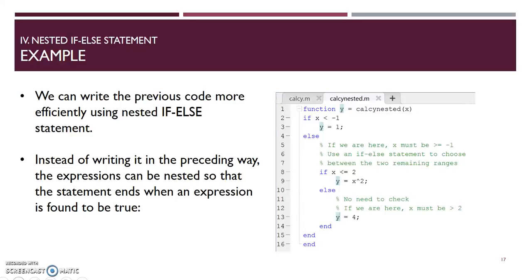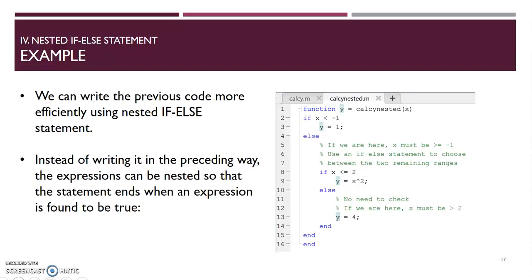In the previous slide, we only used if statement. Here I'm going to use nested if-else statement. How? Look at the new function that I have here. It is called calc_y_nested. First, it checks whether x is less than -1.